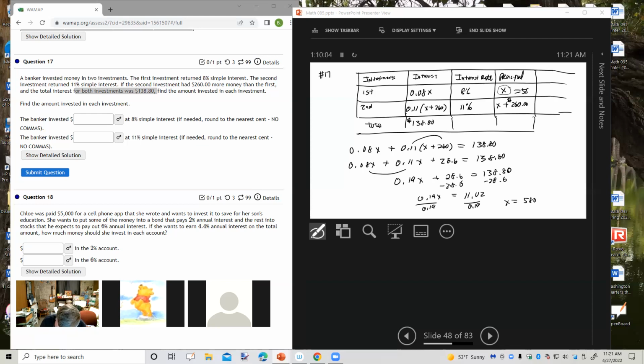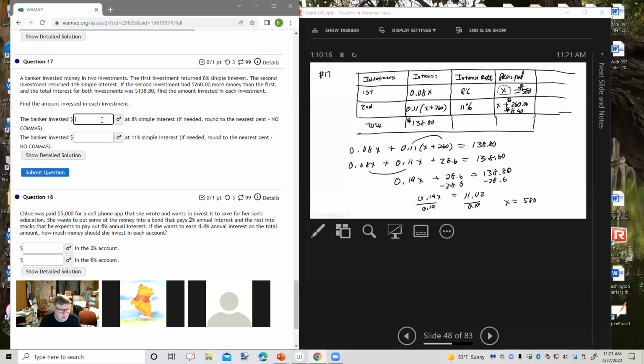This would be 580. And this would be what? 580 plus 260, which is 840. So the 8% invested would be 580. And the second one would be 840.